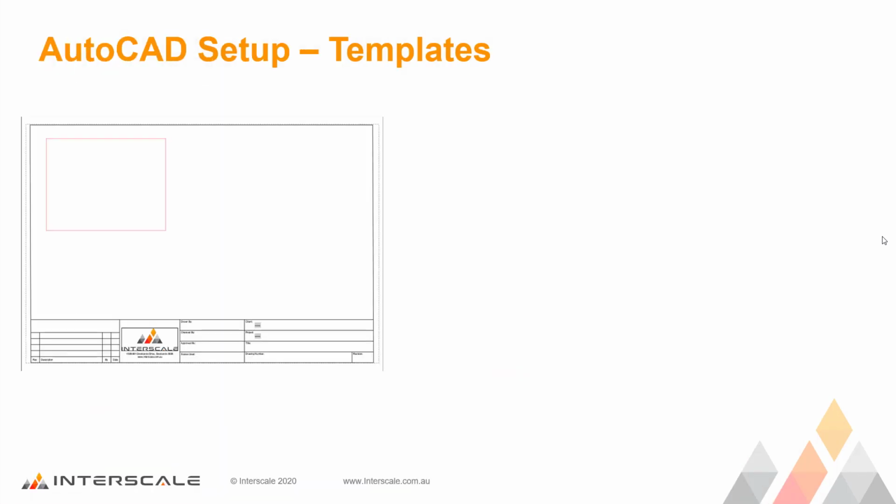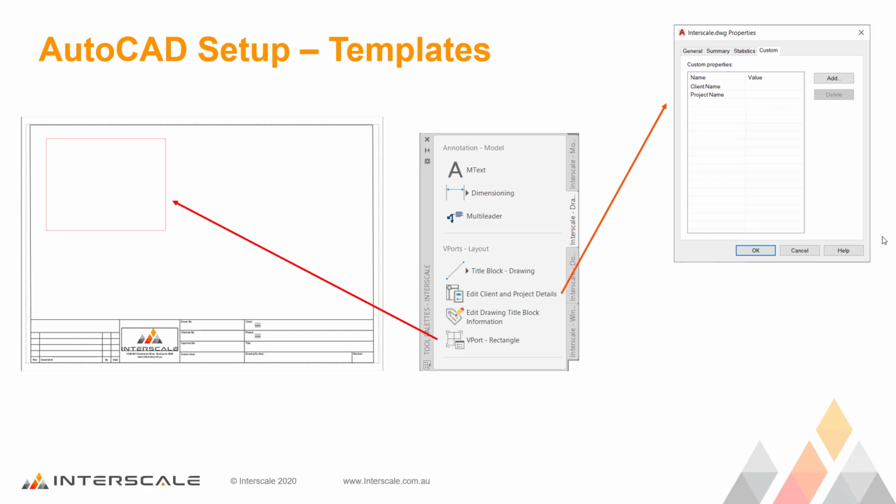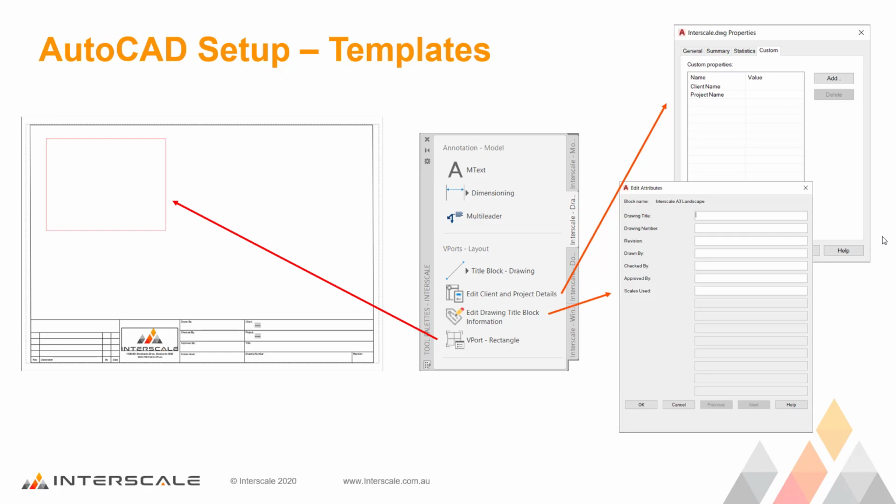Title blocks should contain fields and attributes, and to make editing easier and quicker with tool palette commands, you can use fields to automatically fill out items such as client and project details across multiple layouts, while attributes will be drawing specific.